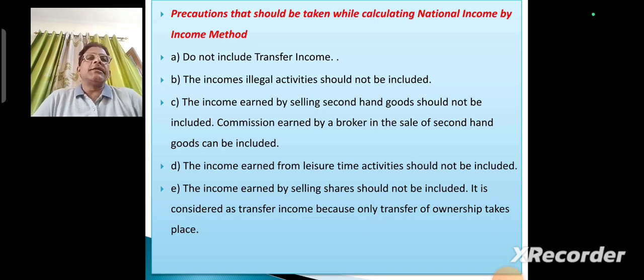After that, income earned from leisure time activities should not be included. The income earned by selling shares and debentures, these are financial assets. So any income earned through sale and purchase of financial assets like shares and debentures is not to be counted. However, if there are commission agents in the business of sale and purchase of shares and debentures, their income as commission is to be counted under the compensation of employees.